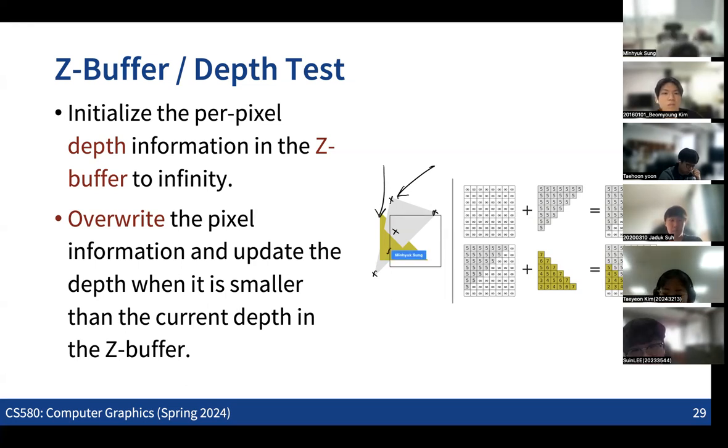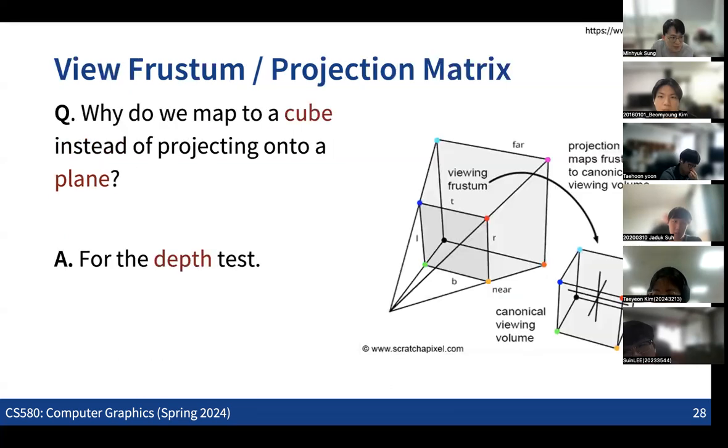But let's think about this point. Here, we can see that the point on the gray triangle is farther than the point on the greenish triangle, which means we should not overwrite the information. We just need to keep it, right? To determine whether we overwrite or not based on the depth information, that is the reason why we need to not just project everything into the 2D plane, but also preserve the depth information, so that we can do a depth test, checking whether we need to overwrite or not.